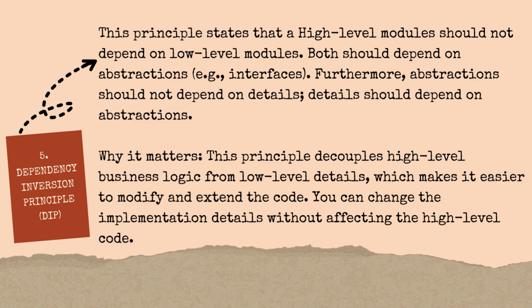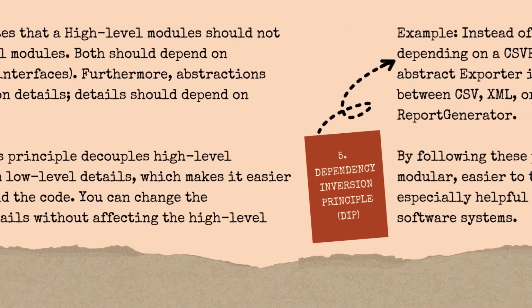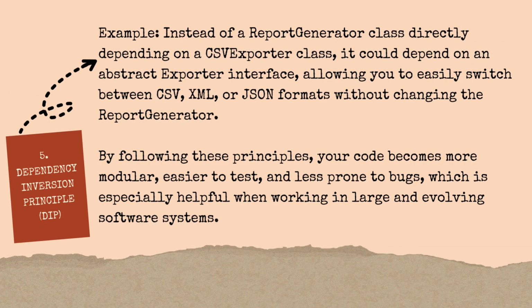Why it matters? This principle decouples high-level business logic from low-level details, which makes it easier to modify and extend the code. You can change the implementation details without affecting the high-level code. For example, instead of a ReportGenerator class directly depending on a CSVExporter class, it could depend on an abstract Exporter interface, allowing you to easily switch between CSV, XML, or JSON formats without changing the ReportGenerator.